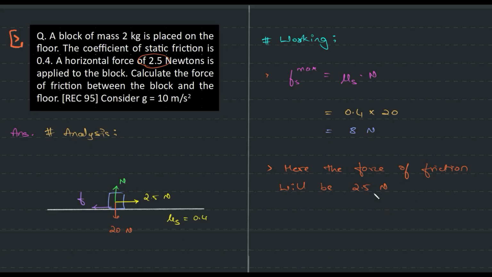If this value was say 12.5, then it would have been different. Then you should be talking about your kinetic friction and stuff like that. Okay, so that's the entire idea.